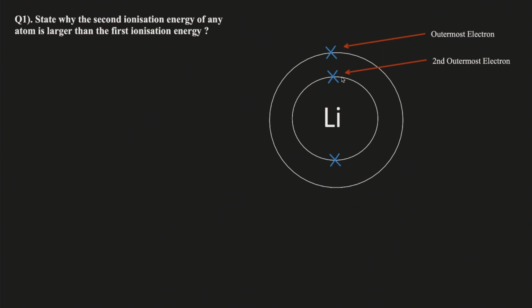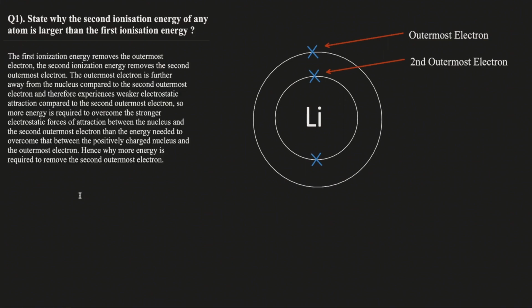So more energy is needed to overcome the greater electrostatic forces of attraction between the positively charged nucleus and the second outermost electron than the energy needed to overcome the electrostatic forces of attraction between the outermost electron and the positively charged nucleus. So the answer, as I've written here, says the first ionization energy removes the outermost electron and the second ionization energy removes the second outermost electron. The outermost electron is further away from the nucleus compared to the second outermost electron and therefore experiences weaker electrostatic attraction compared to the second outermost electron.